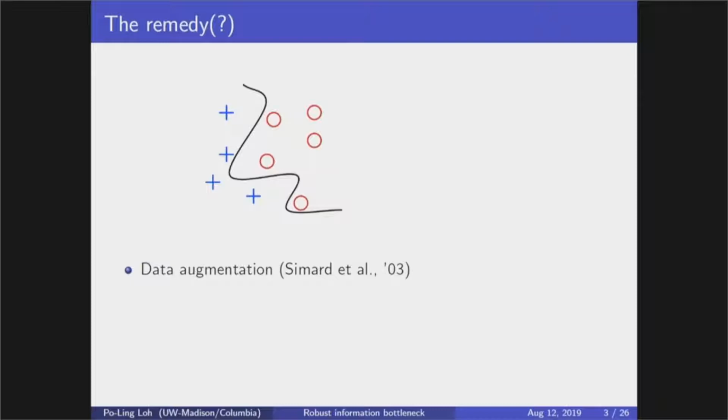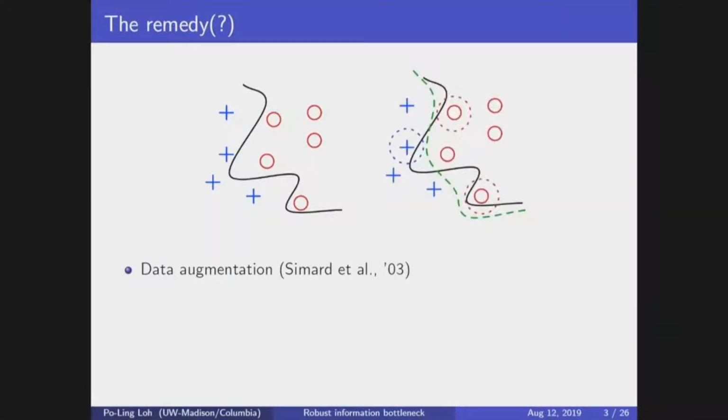There are a couple methods that people use to try to combat this. One of them is known as data augmentation, and the first reference I found of this was from analysis of text, actually. There may be other references before that.